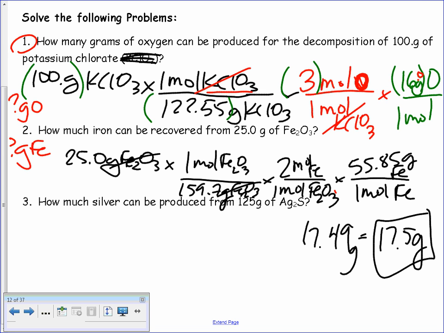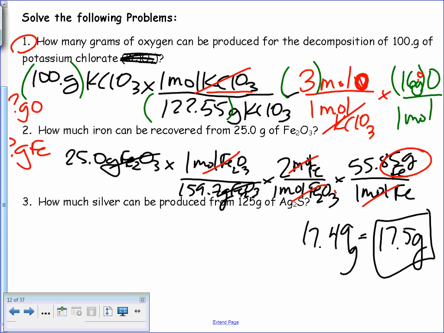Okay, so you must make sure you cancel your units. Since the first one leads to the second one, the next one leads to the next one, you're only left with grams of iron. Some of you guys are gonna try to take shortcuts on me, but don't, because then you're gonna mess yourself up later. I mean, you can try, but I don't want you to get yourself in a hole.